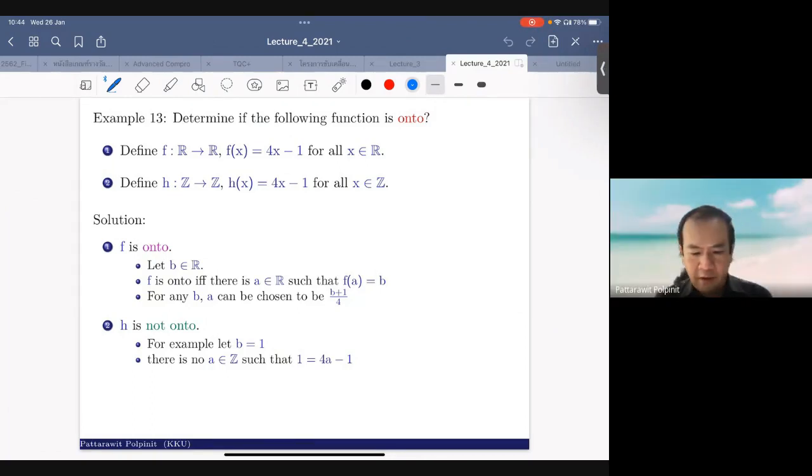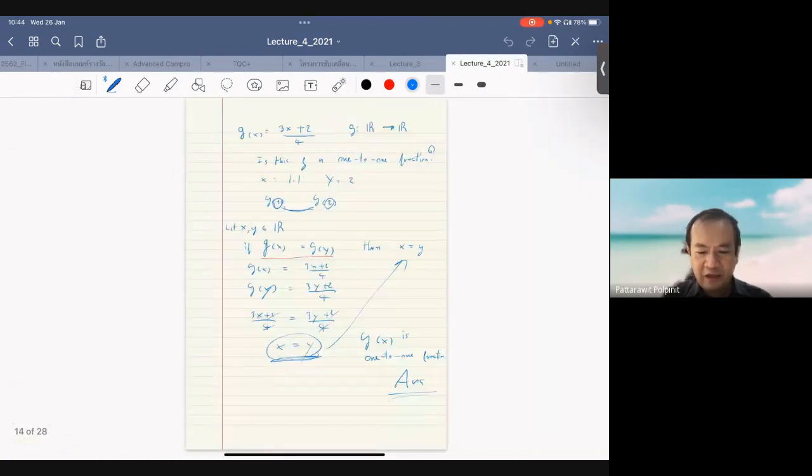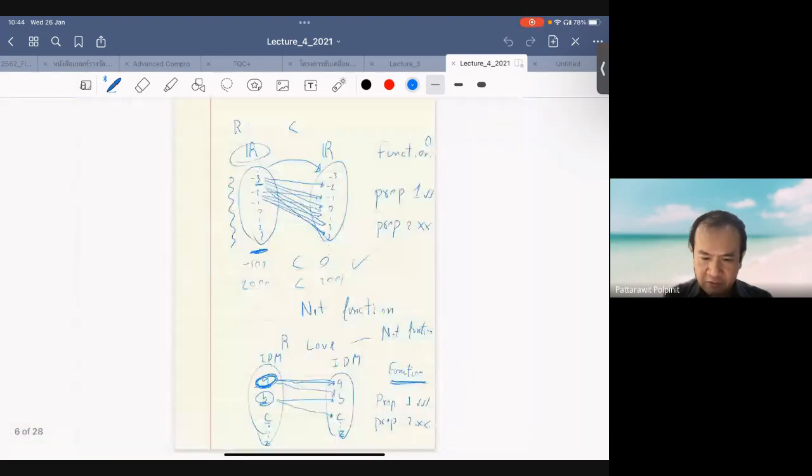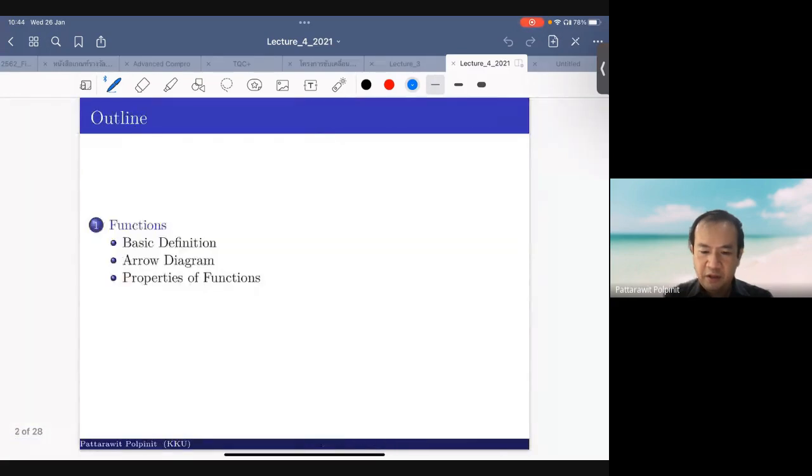Okay, last time we started the topic of functions, right? We discussed the definition of function. What is the similarity and differences from relation? One thing that you should know by now is that every function is a relation, but only some of the relations are functions, right?